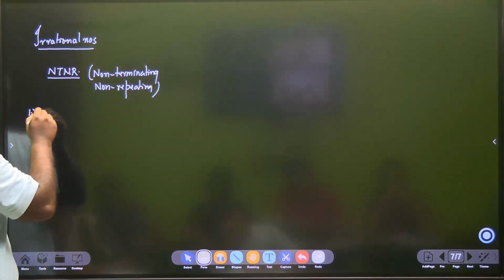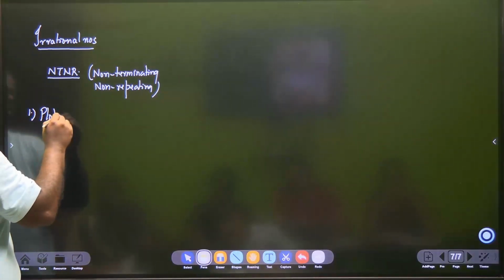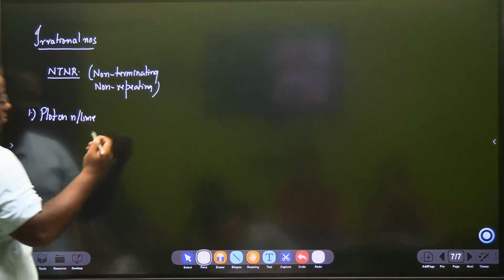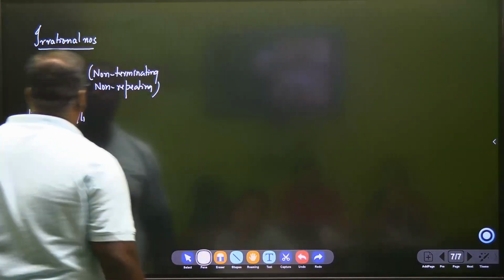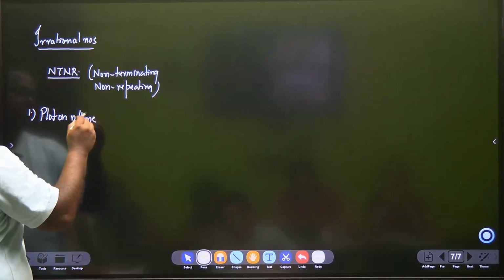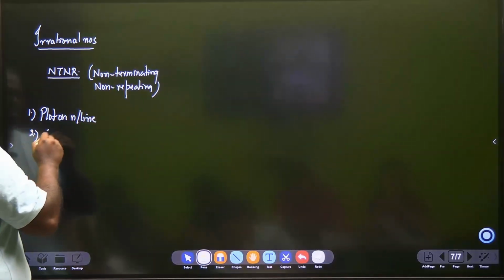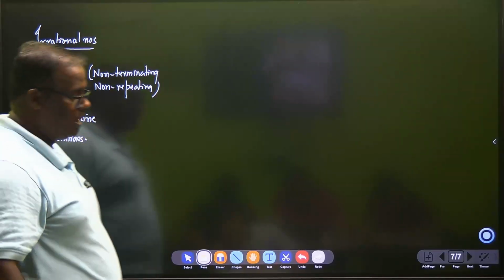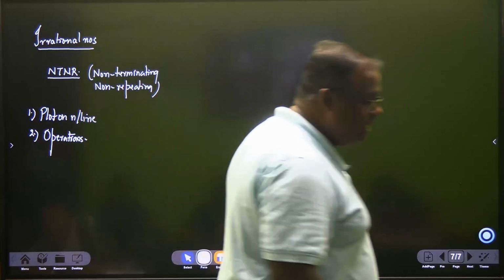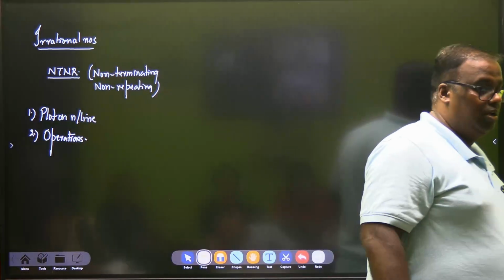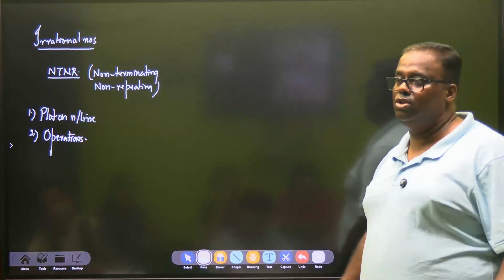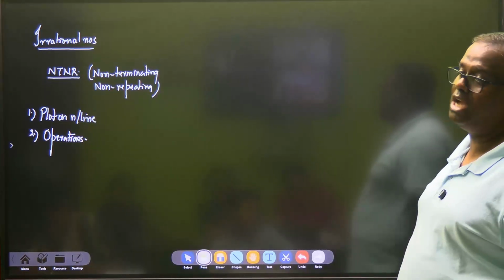Number one, we will learn to plot them on the number line. Number two, we will see some operations. CBSE earlier used to use this word, which nowadays CBSE does not use, Cambridge uses, but in our times we had a chapter on those.